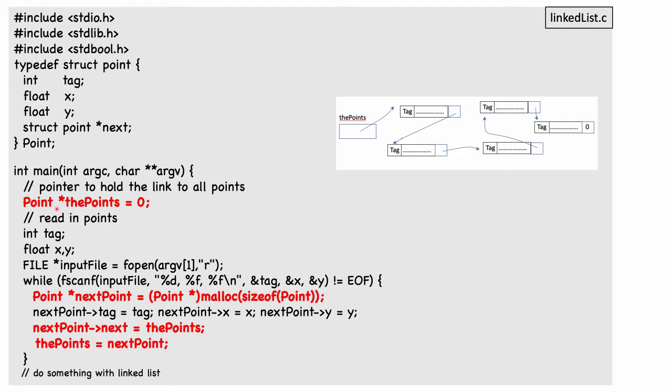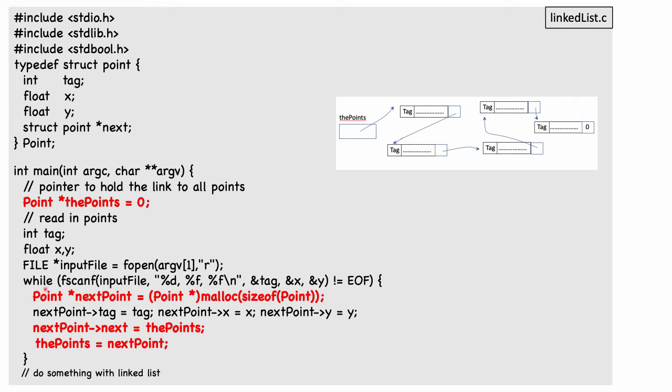So here's my head. I'm defining my head. Initially this pointer is going to point to nothing because I have no points in my program. So to get the points into the program, I'm going to open up a file. This file is coming from argv. So argv1 basically will be the name of a file containing a whole bunch of points. They are in a certain format. We have an integer, comma separated list, integer, float, float.